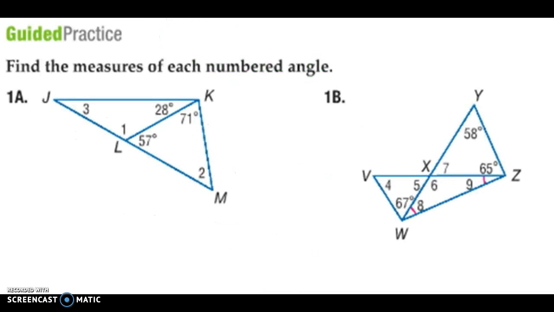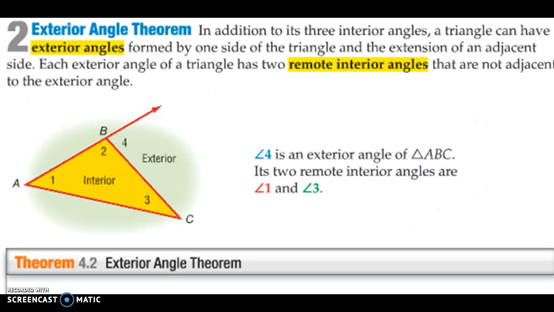Here are some guided practice problems that we can try later. Now, exterior angle theorem. We know the interior is the inside of my triangle. And so there are always these angles left over on the outside known as exterior angles. So our exterior angle 4 right here, it says 4 is an exterior angle of ABC. Its two remote interior angles are angle 1 and angle 3. Notice they're the two that are not touching it. So angle 2 is touching angle 4, so 1 and 3 are my remote interior angles.